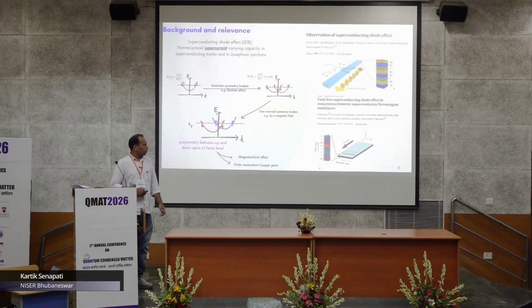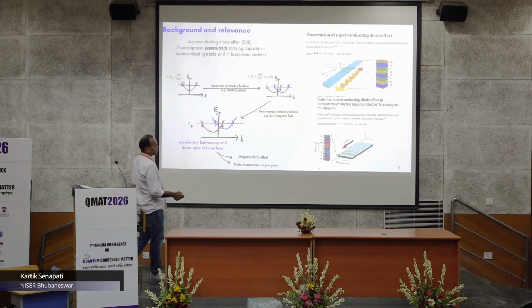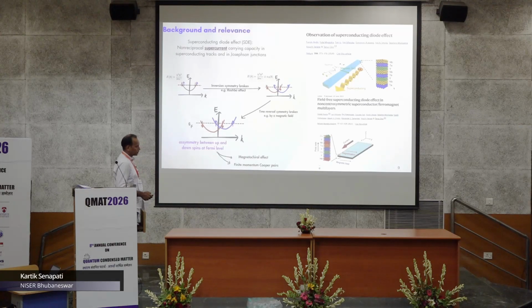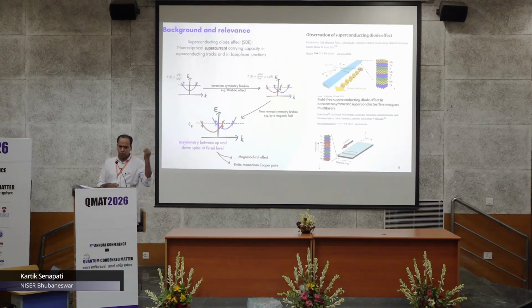And this group also later on, so this was in the presence of an external field, replaced the requirement of an external magnetic field using a cobalt layer on the top, which is a ready-made magnetic moment. So that again satisfies the condition without requiring the magnetic field. So this is all good. This is what happens in a superconducting track.